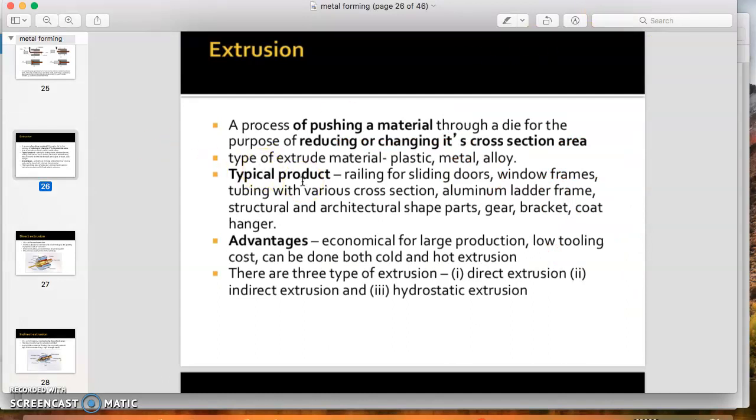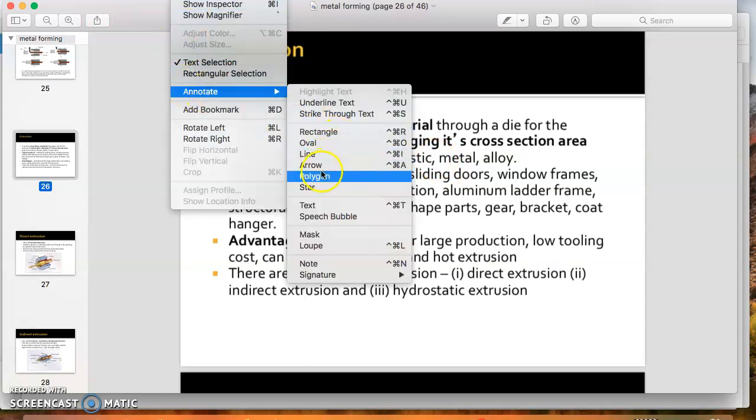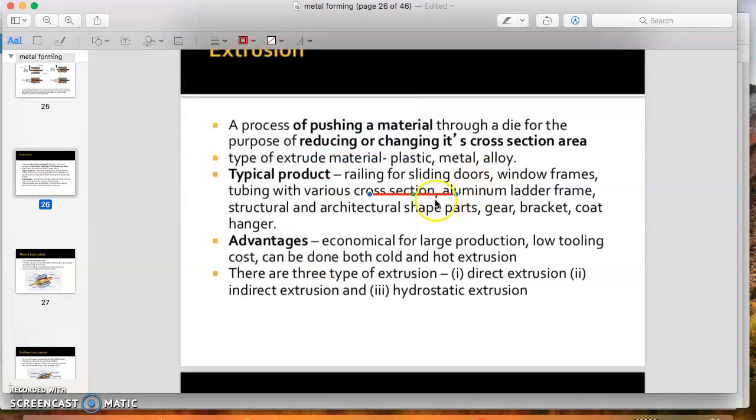Extrusion is pushing material through the die for the purpose of reducing or changing its cross-sectional area. It can usually be done on many materials such as plastic, metal, and alloy. But in this case, we will only discuss metal extrusion.